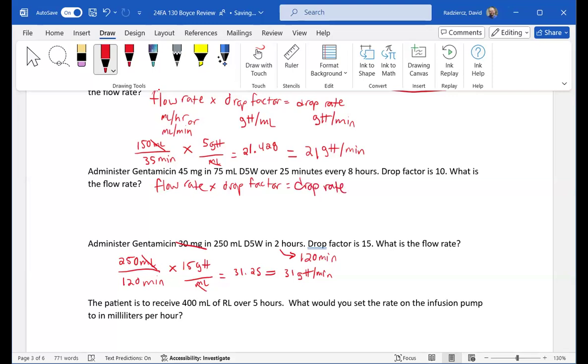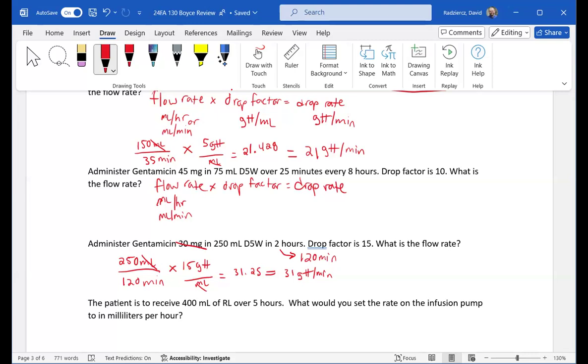When we say flow rate, we're talking about volume over time. Typically you're going to see that represented as milliliters per hour. Sometimes you'll see it written as milliliters per minute. If you are being asked, and I'll give an example when we get down to the Ringer's lactate question, to calculate a flow rate, you're going to be looking for milliliters per hour.